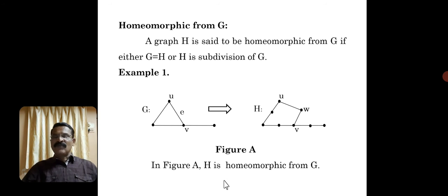So we have discussed what is elementary subdivision. Then next we discussed subdivision, which means it is continued for different edges. Whatever graph we ultimately get after applying the subdivision, that graph H is homeomorphic from the graph G. It implies H is obtained from G only by elementary subdivisions in succession.